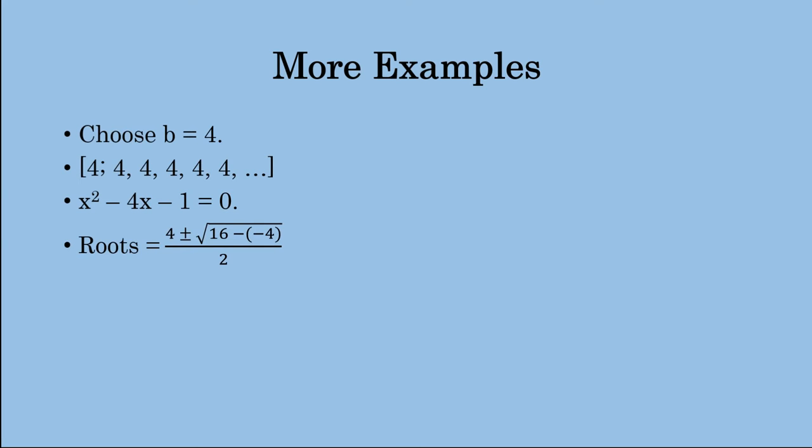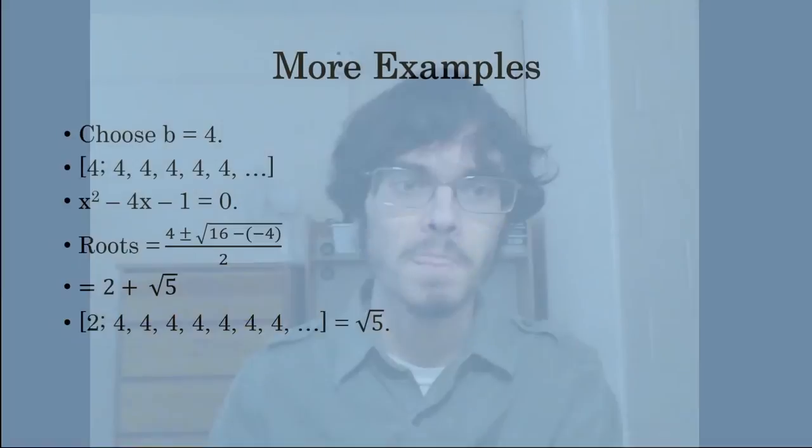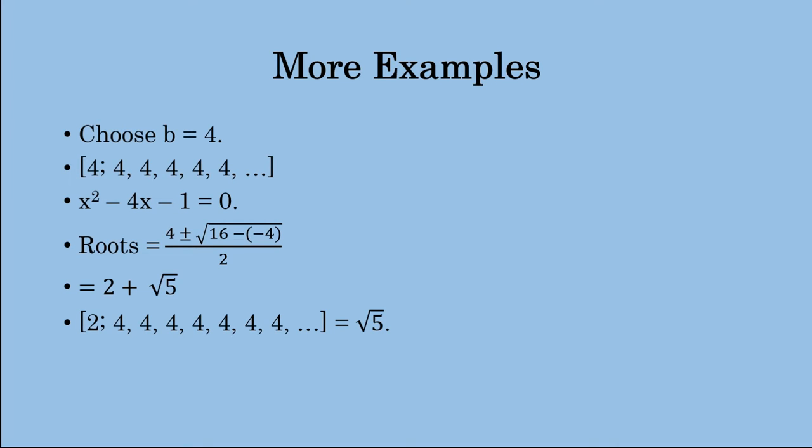And for the roots of this equation, we can do a very similar thing as last time. We can use the quadratic formula, and we end up with, what would that be? 2 plus square root 5, yeah. And so 2, semicolon, 4, comma 4, comma 4, comma 4, infinitely, would thus be the continued fraction expansion that converges to the square root of 5. Of course, we're doing basically the same process as last time. We're subtracting 2 from both sides, as you can see, and we end up with this formula for approximating the square root of 5.